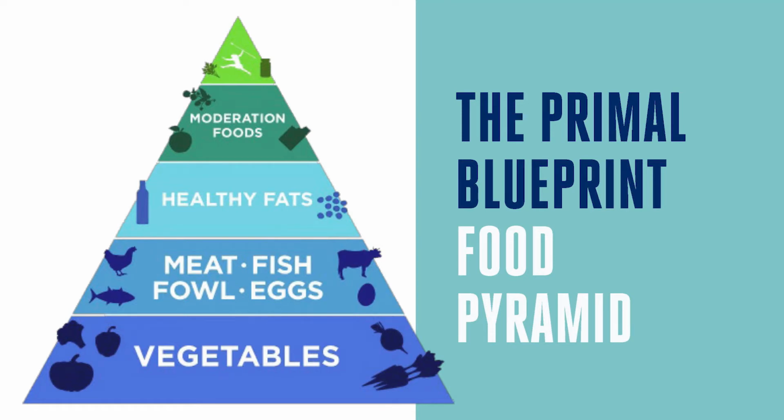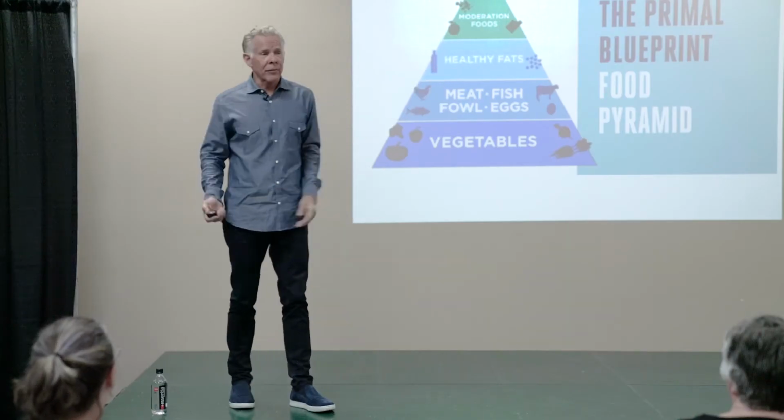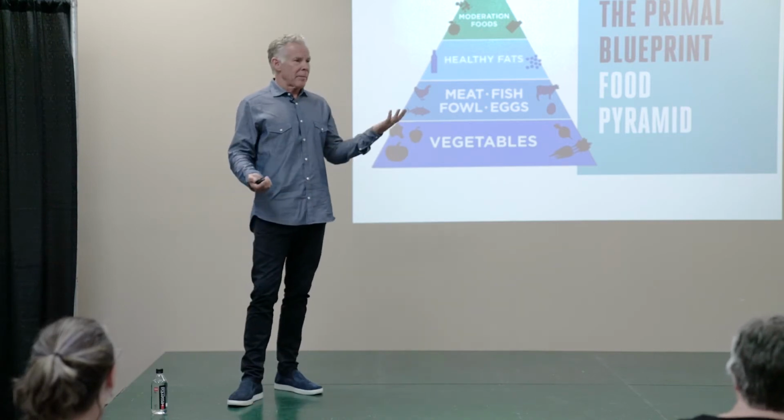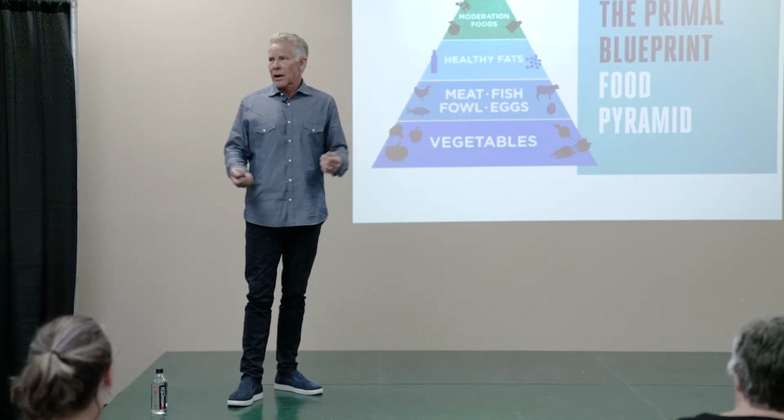The Primal Blueprint food pyramid has always had vegetables at its base. I'm a big fan of vegetables for their micronutrition. I'm a big fan of vegetables for their fiber. I'm a big fan of vegetables for the way they taste. Anybody heard of the carnivore diet going around now? It's fine if you want to try that for a couple of weeks, but as a lifestyle, I'm not going to give up my vegetables. I like as much variety as possible.